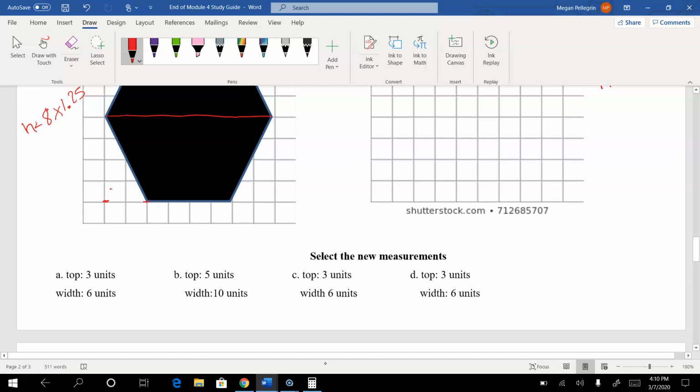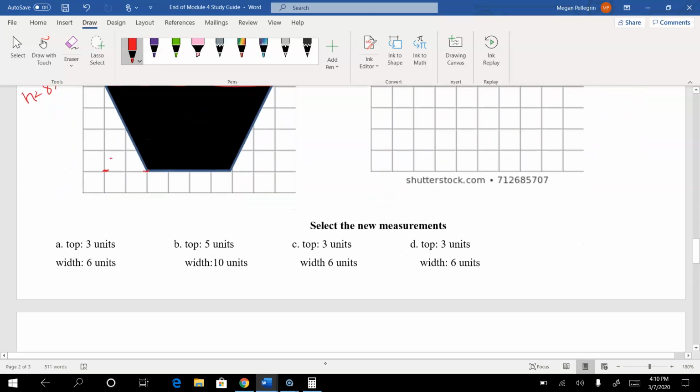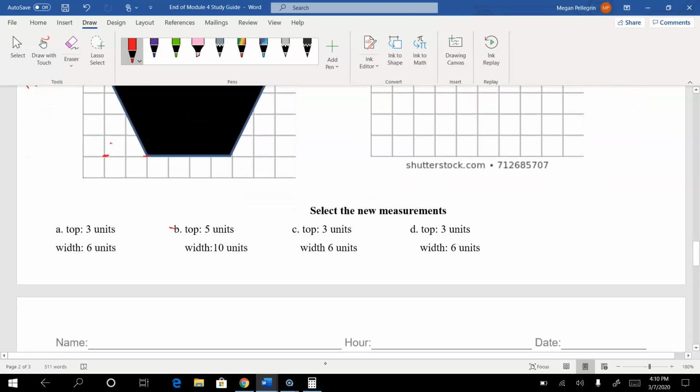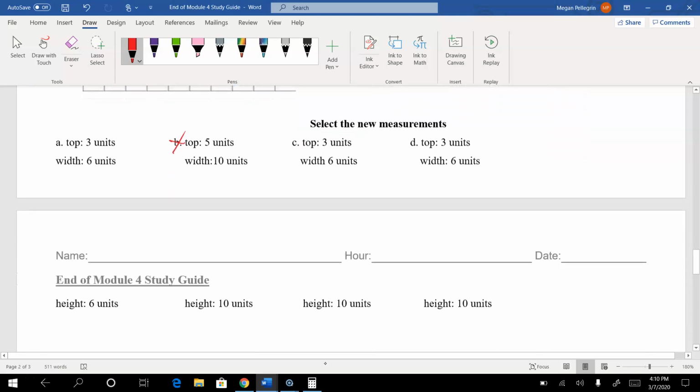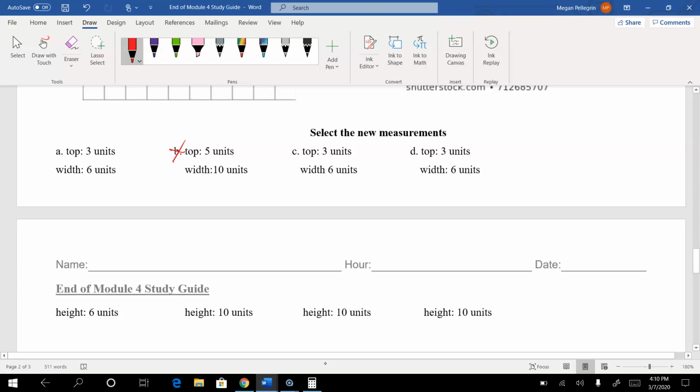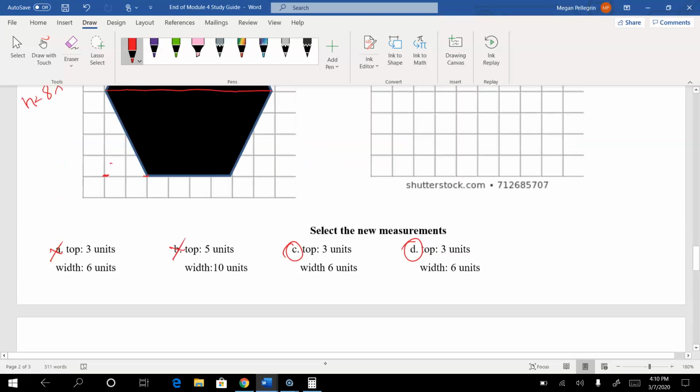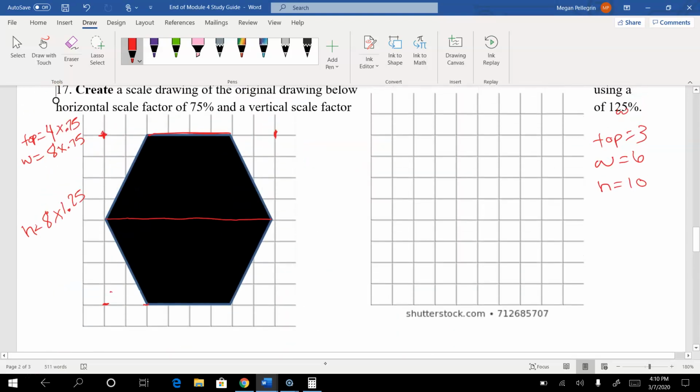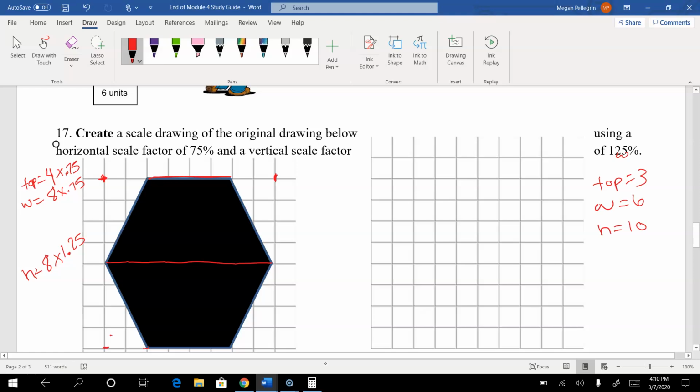So we want to select the one that has 3, 6, and then 10. So it's not B. 3, 6. Can't be A because the height is wrong. 3, 6, and 10. So C and D actually have the same answers. Might not be the other way on your test, but C and D are both correct answers. And then you are asked to actually draw that.